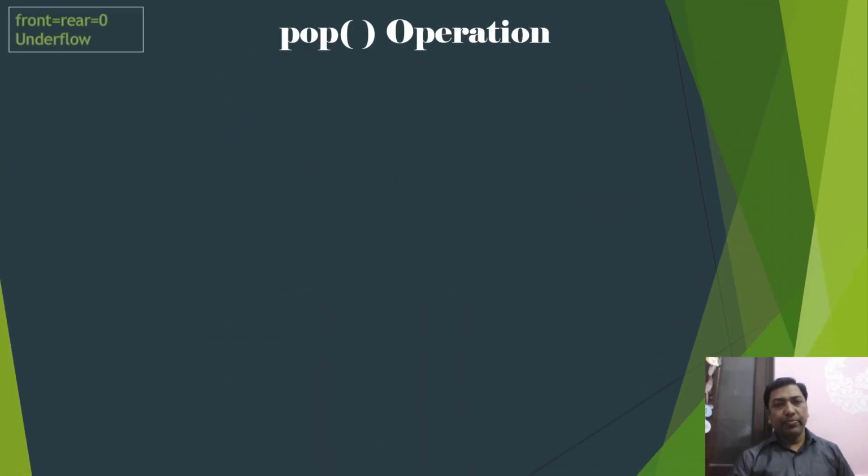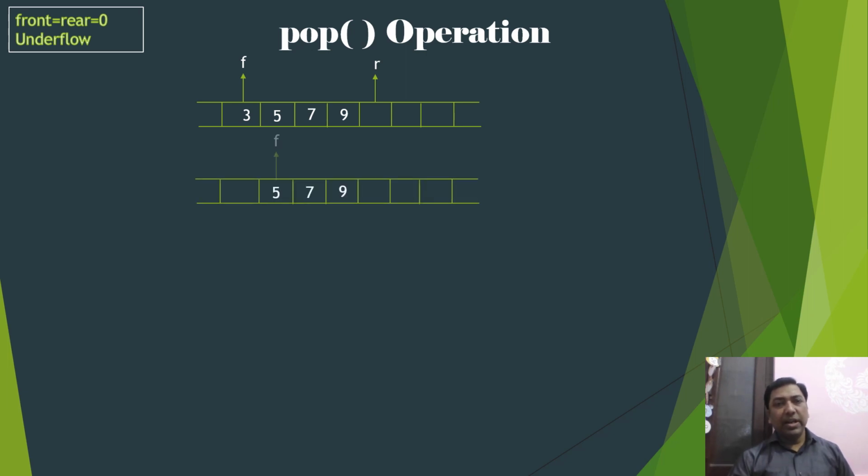Pop operation. In the pop operation, if front and rear are 0, that will indicate underflow, that means there is no element in the queue. Suppose currently front is on 0 and rear is on 4. If you want to delete a number, the number 3 will be deleted from the queue, and after deletion of 3, front will be incremented, that means the update of front will be post increment. 3 is deleted and front will be shifted to the next location.